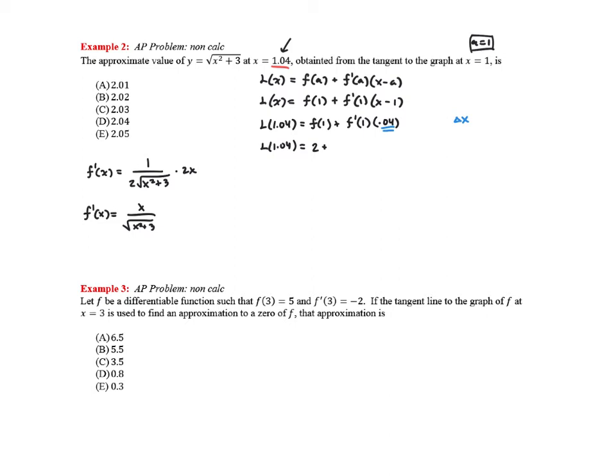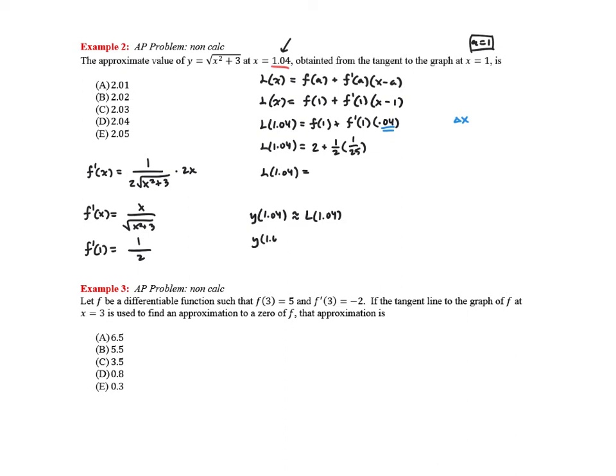Okay, so f prime at 1. If I plug in a 1, I get 1 over the square root of 4, which is 2. So I get a slope of the tangent line of 0.5. Now, 0.04 is the same as 1 over 25. So our tangent line will tell us that y of 1.04 is approximately equal to this output.